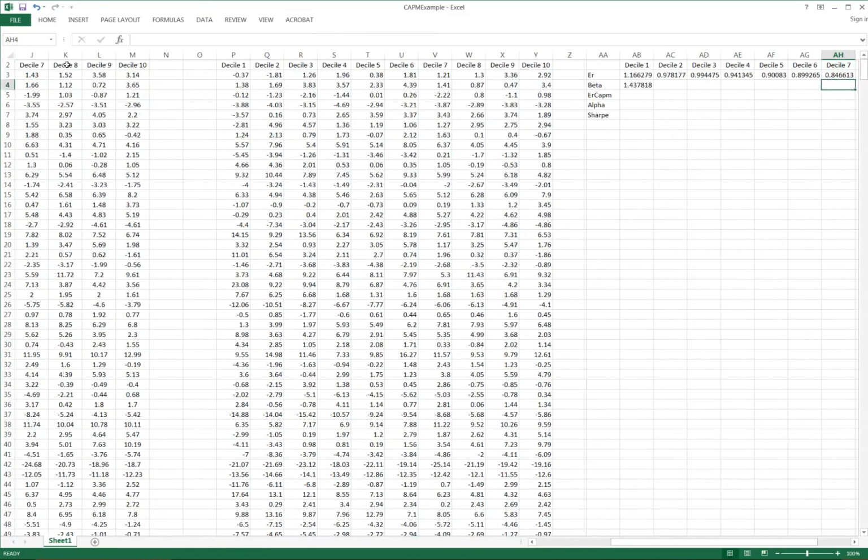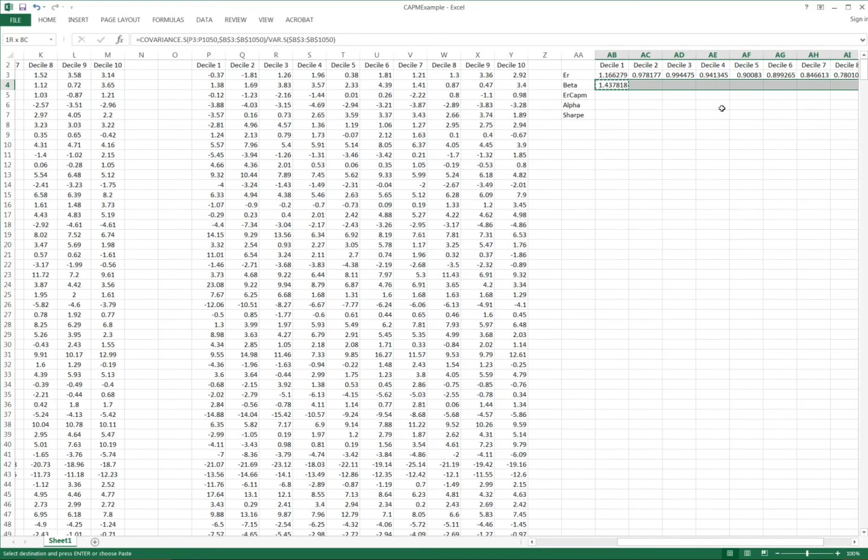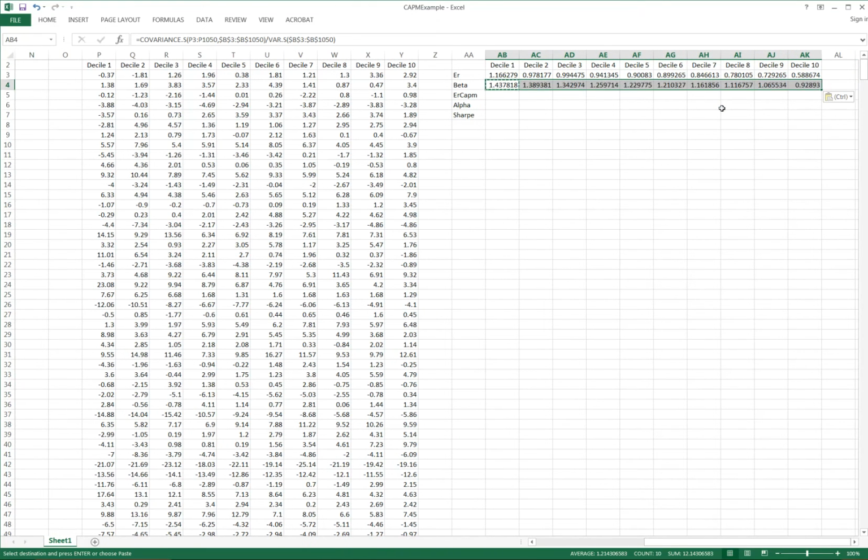So this is the CAPM. This cell right here contains the capital asset pricing model's beta, which is its measure of market risk for the small firm portfolio. Let me stick in some dollar signs because I want to lock down the market proxy. And I can copy that formula over and calculate the beta for the rest of the portfolios. You can see that as we go from small firms to larger firms, the market risk of those portfolios decreases almost monotonically, so that the largest firms have the least amount of market risk and the smallest firms have the most amount of market risk.